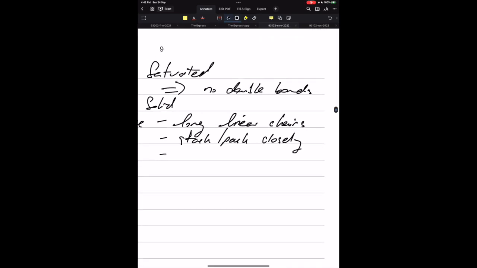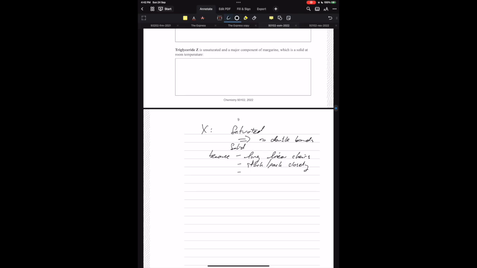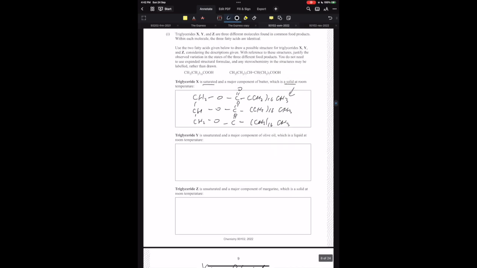strong intermolecular forces, high melting point, therefore solid at room temperature. Okay, we've justified both parts of the description.